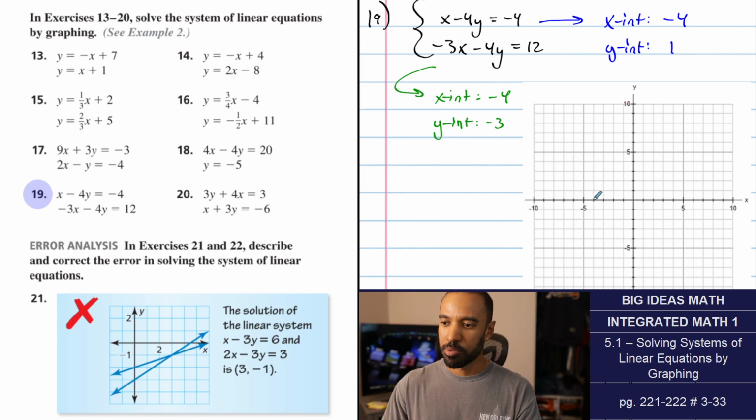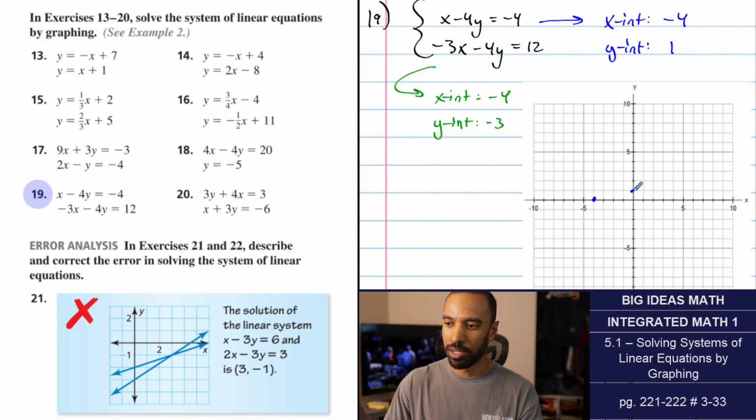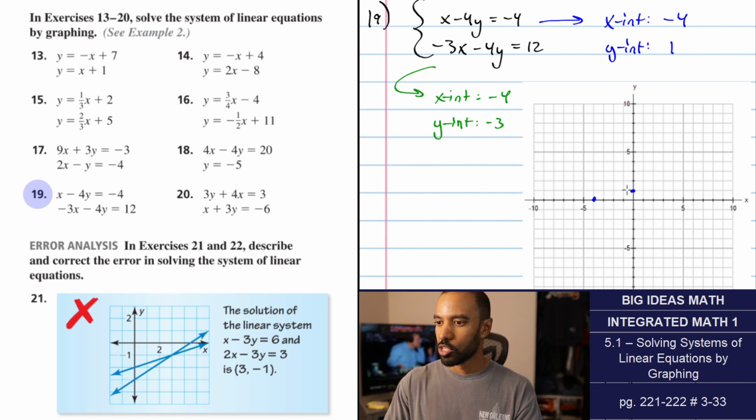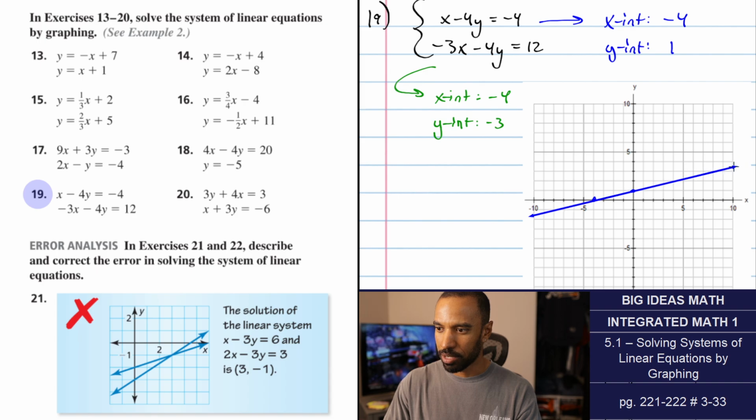All right, x-intercept of negative 4, y-intercept of 1. It's the top equation. So I'm going to track this slope: down 1 over 4, down 1 over 4, just to make sure I'm hitting it right. Looks pretty good. Oh, no, it doesn't. But I know where they're intersecting, and I need to plot it more through that point.